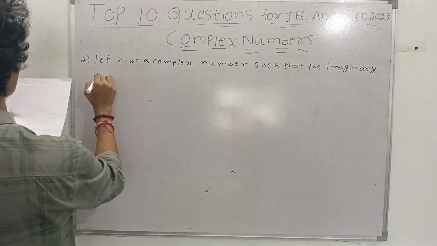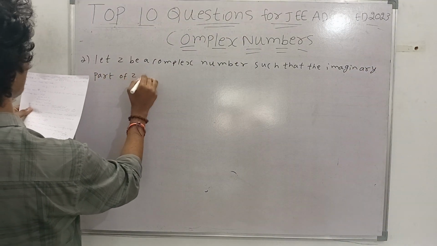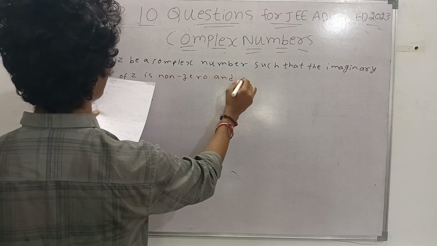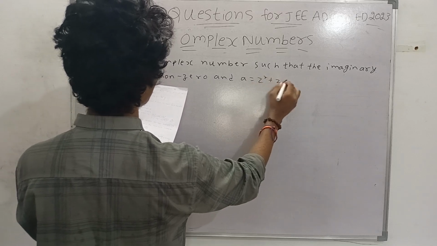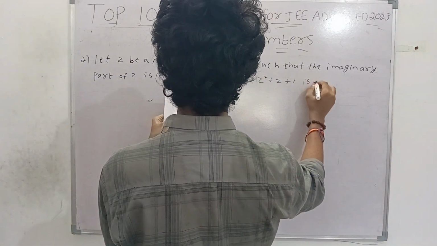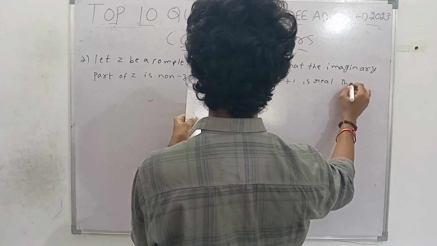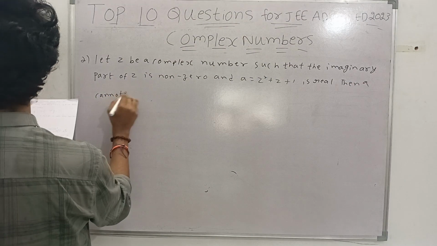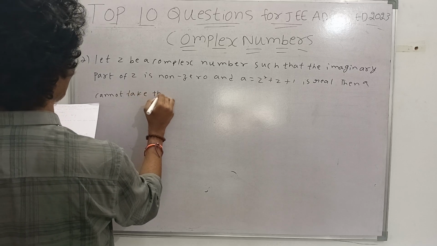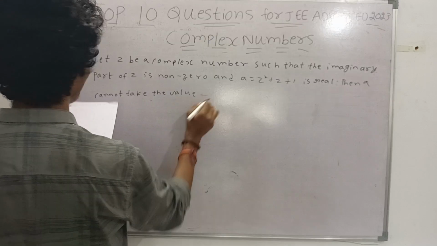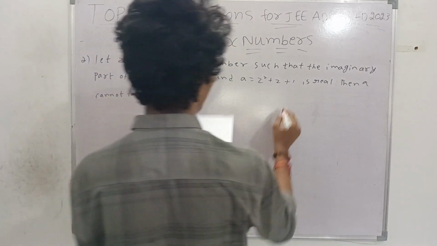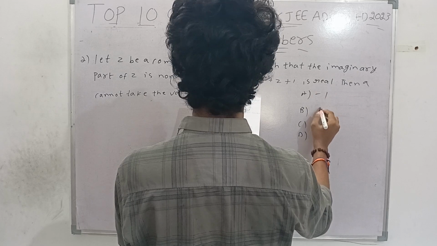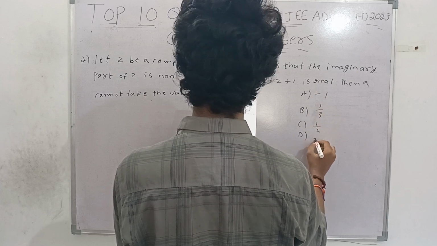Let Z be a complex number such that the imaginary part of Z is non-zero, and A equal to Z square plus Z plus 1 is real, then A cannot take the value. They are asking, what is the value that A cannot take? Options are A, B, C and D. Option A -1, option B 1/3, option C 1/2, option D 3/4.